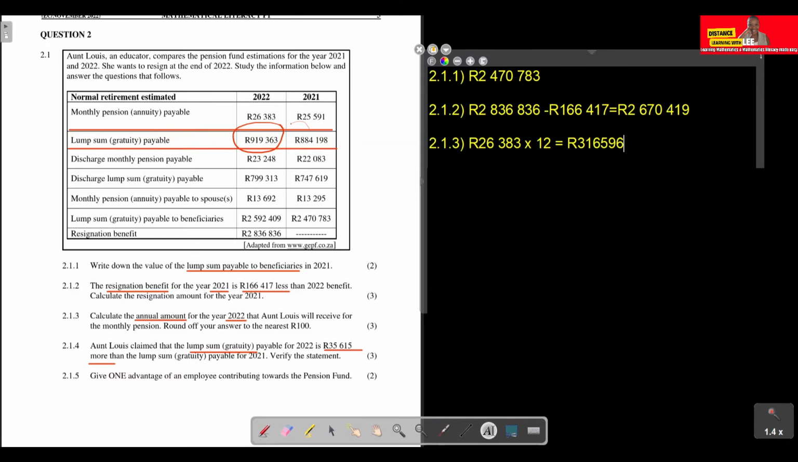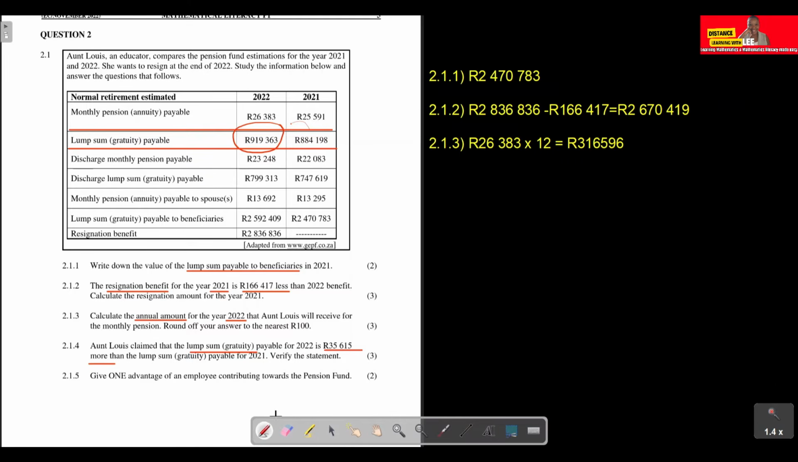They're telling us that now we need to round off this answer to the nearest 100. Okay, so how would we round it off to the nearest 100? When you're rounding off an answer to the nearest 100, guys, you need to look at the digit that comes before the 100 digit. Okay, we know that. I'm just going to write it here.